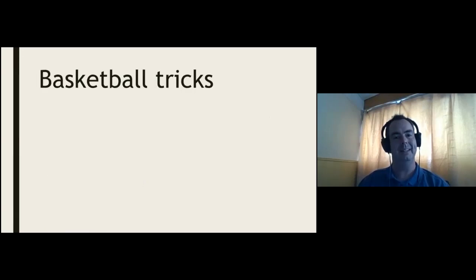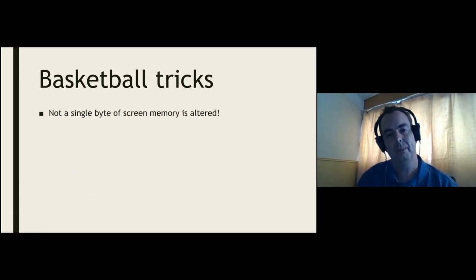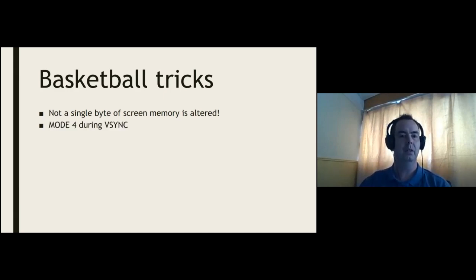So some additional tricks in the basketball demo. You may have guessed I didn't move a single byte of screen memory. I didn't change a single byte of screen memory. It's all an illusion. Actually, if you happen upon vertical sync, which is not an interrupt anymore, it's just cycle counted, you know vertical sync starts, you switch to mode 4. It gives you more speed, and it's generally a good idea if you're making games or demos. So that's what I do. You switch to a low bandwidth screen mode.